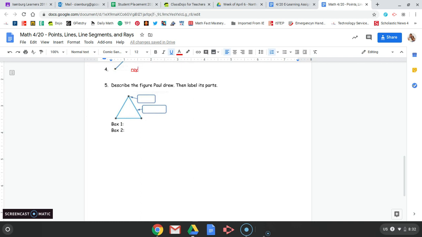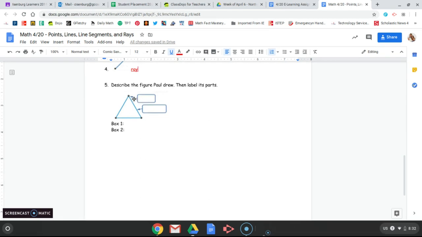All right, now, sometimes we might have a shape, and now we can use these words to describe a shape. Okay, so if this is Paul's shape, it says describe the figure Paul drew, then label its parts. So here's the first box. That's why it says box 1 down here. Look where it's pointing. What do we call this little dot? In math, we can't call it a dot. It's called a point.